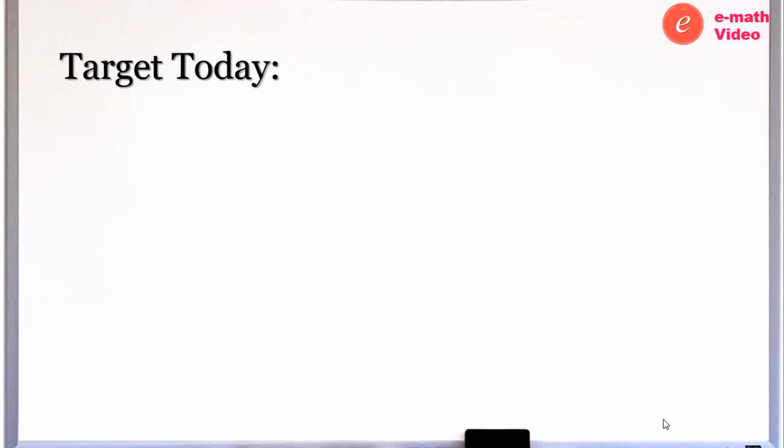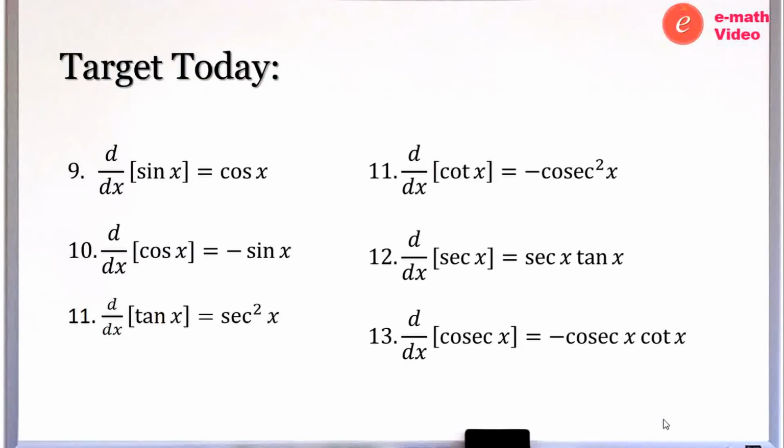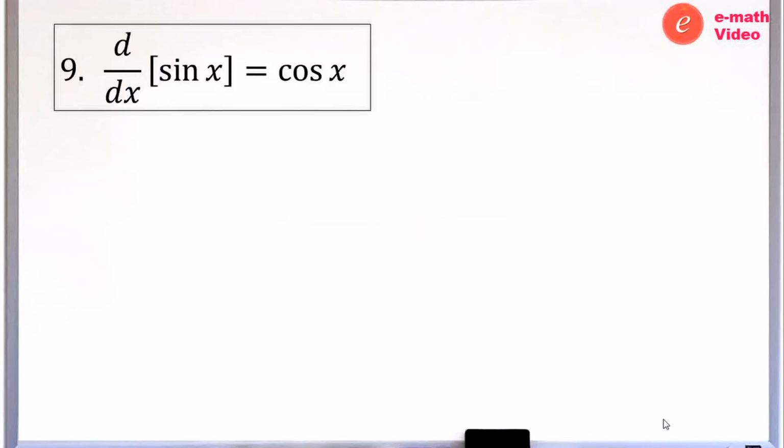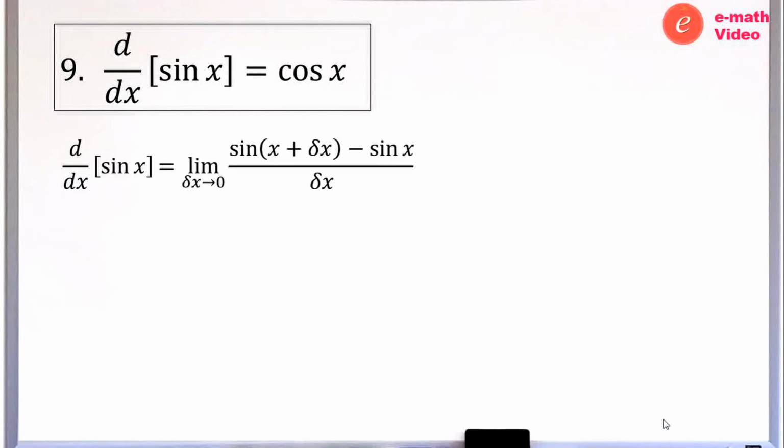We can now proceed with our differentiation formulas. So our target in this video is this 6th formula. But of course, we need to be familiar with all the earlier rules from the last video. So let's begin. Number 9, the derivative of sin x. By definition of differentiation, the derivative of sin x equals the limit of delta x approaching 0 of sin(x plus delta x) minus sin x over delta x.